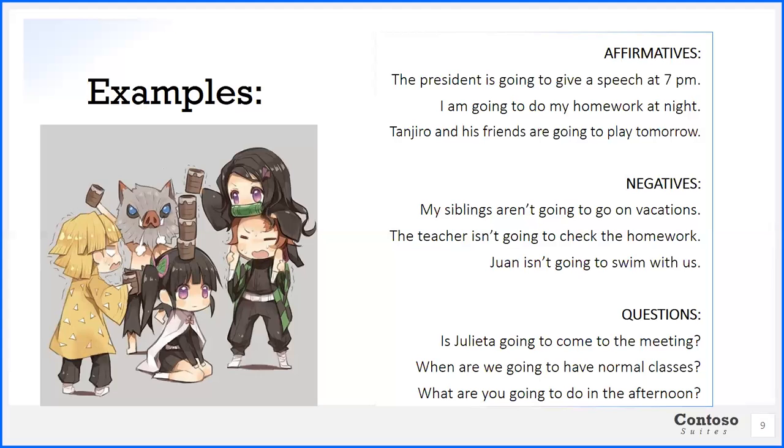If we want to ask for more detail, right? Something else than a yes or no question. So we can see it in the other example too. When are we going to have normal classes? So we're adding the WH question word at the beginning. The rest of the structure remains untouched.